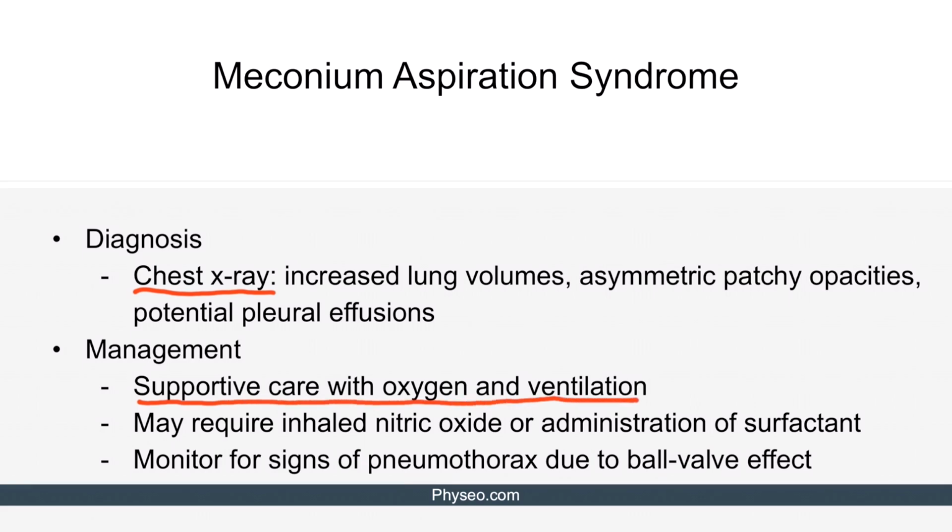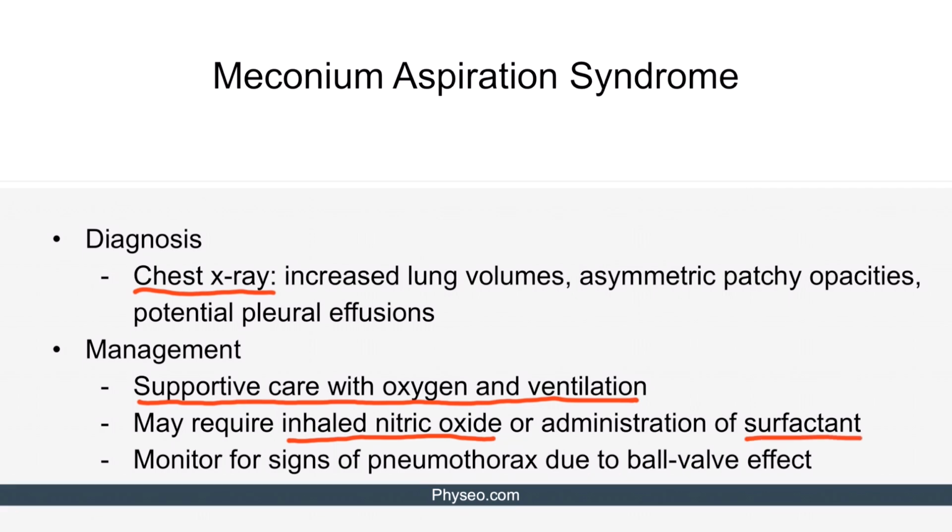Some infants may require inhaled nitric oxide. This vasodilator can help improve oxygenation in infants with persistent pulmonary hypertension of the newborn secondary to meconium aspiration syndrome. In severe cases of meconium aspiration, surfactant may also be administered to the infant.